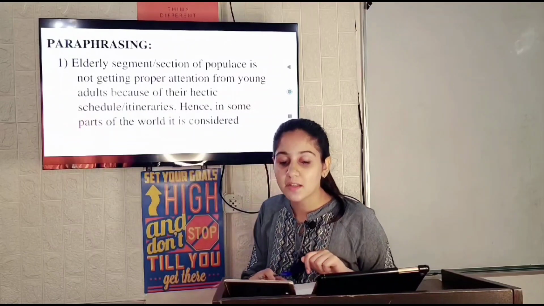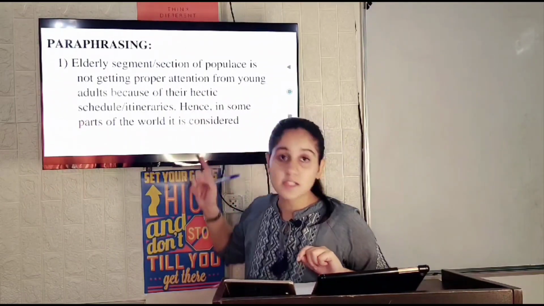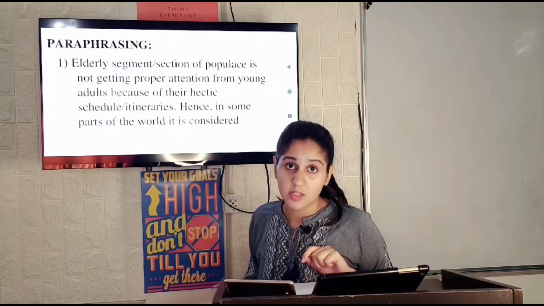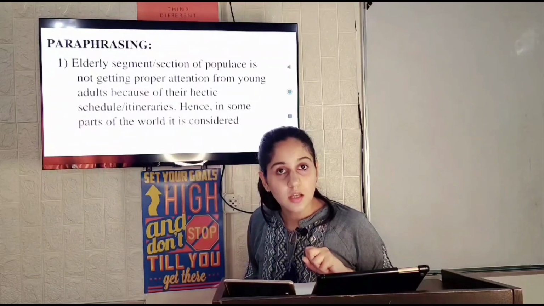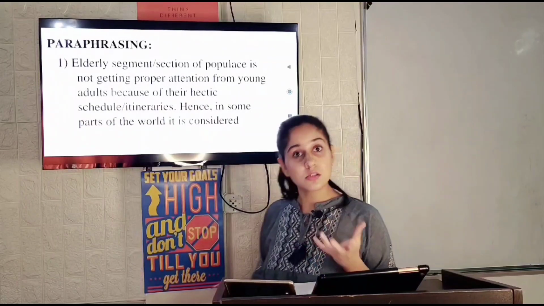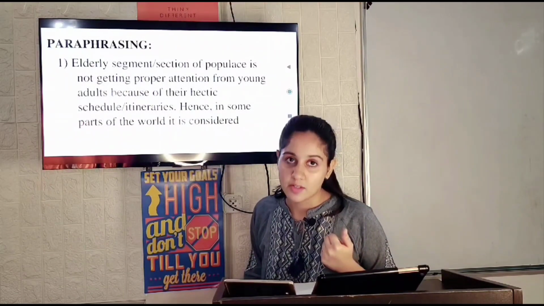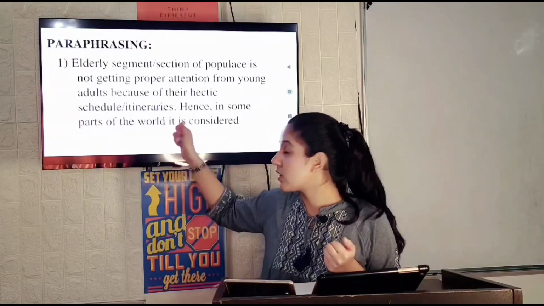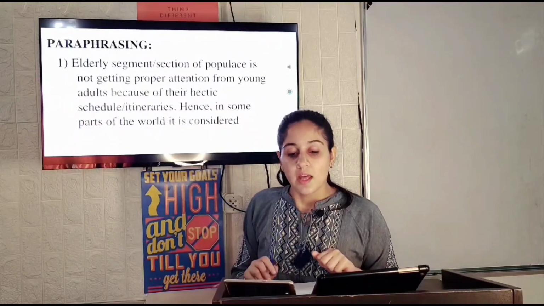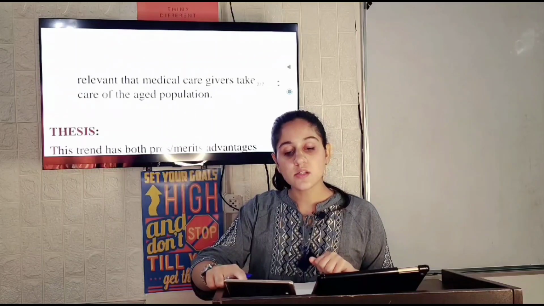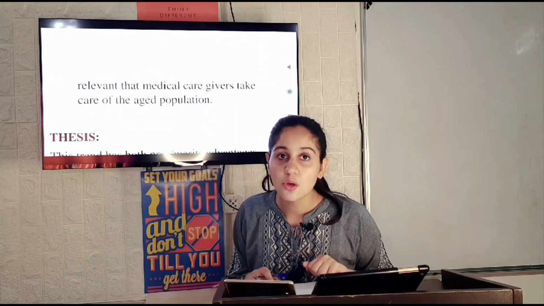The elderly segment and section of populace is not getting proper attention. We have used the elderly section of the populace instead of elderly relatives, a section of populace or segment of populace, and we can change it a bit so that we can bring out the differentiation, because of their hectic schedule or itineraries. Itineraries mean the same as schedule. It is a very good word. It will be frequently seen in your listening. So remember this word, that itineraries means schedule. Hence, in some part of the world, it is considered relevant that medical caregivers, meaning trained professionals, take care of the aged population.